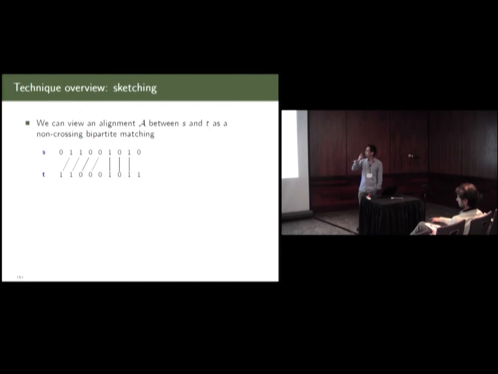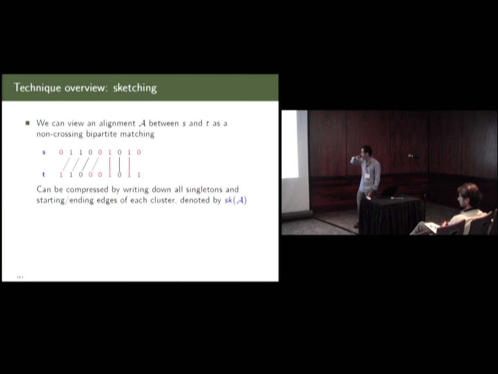The idea is that we can view the alignment between S and T as a non-crossing bipartite matching. Let's say this is the alignment. These edges correspond to pairs that can be matched. Those singleton nodes correspond to insertions, deletions, and substitutions. We can compress this alignment by writing down all the singletons and the starting and ending edges of each cluster of consecutive edges. We can just write down the first and the last edge; we don't need to record the intermediate edges.